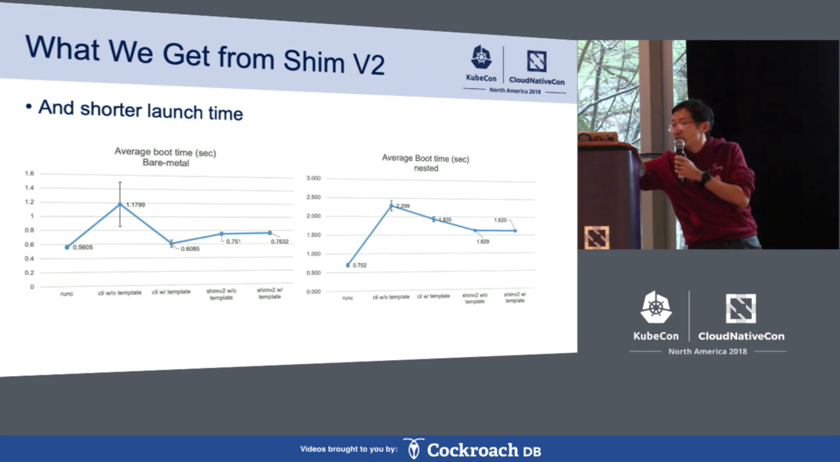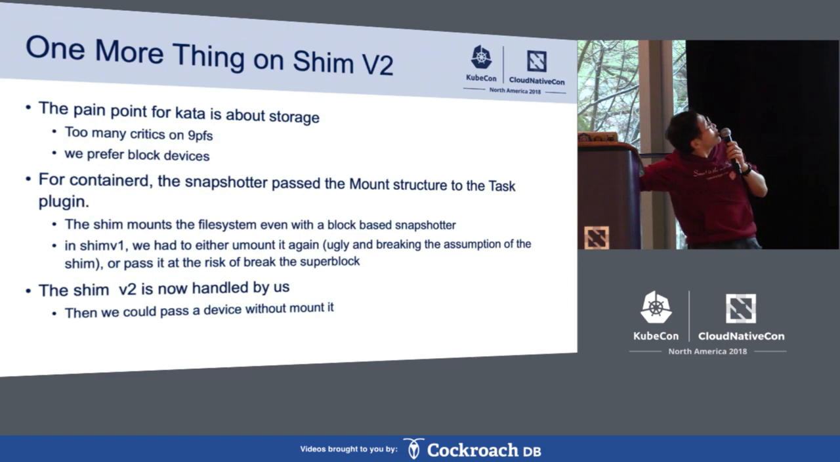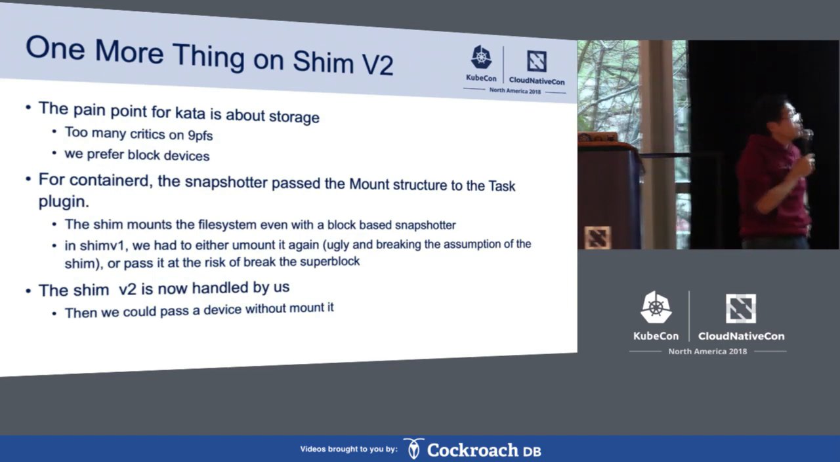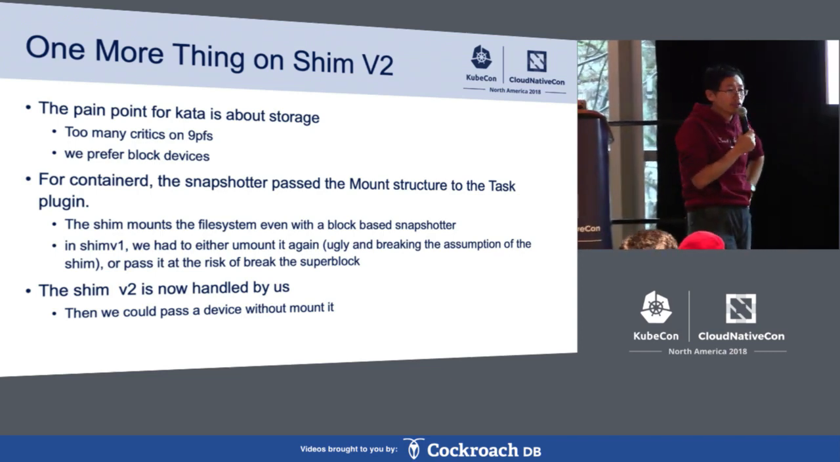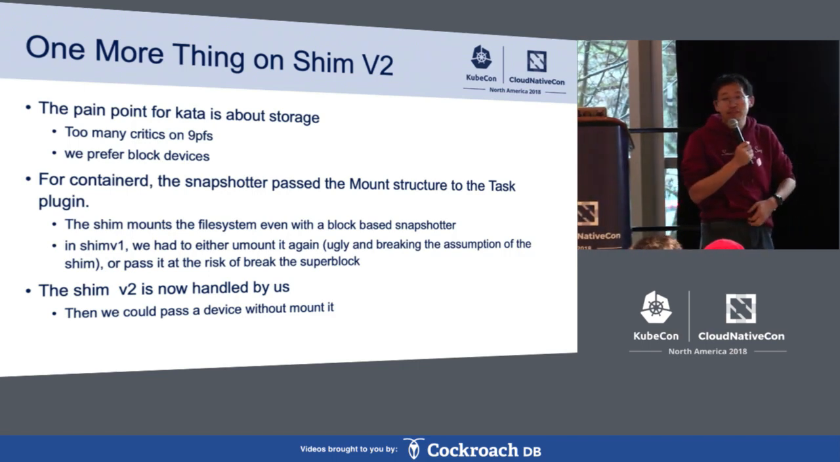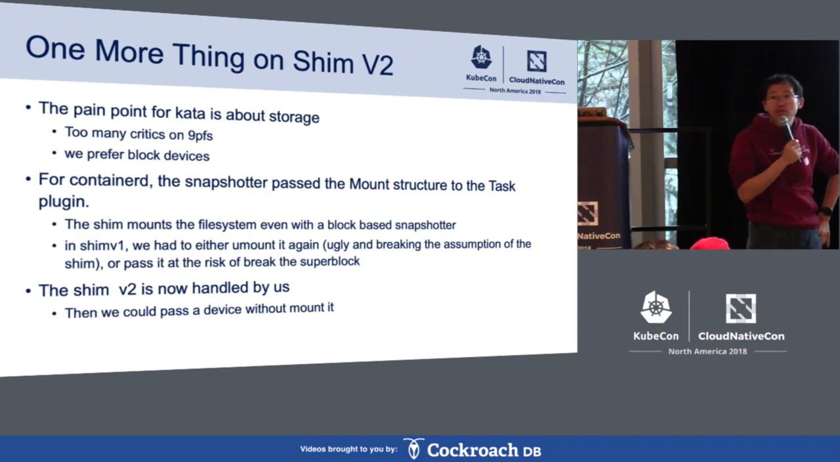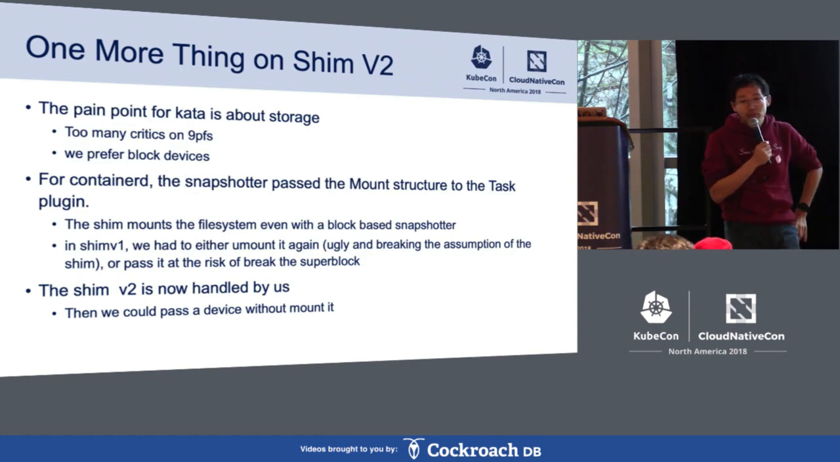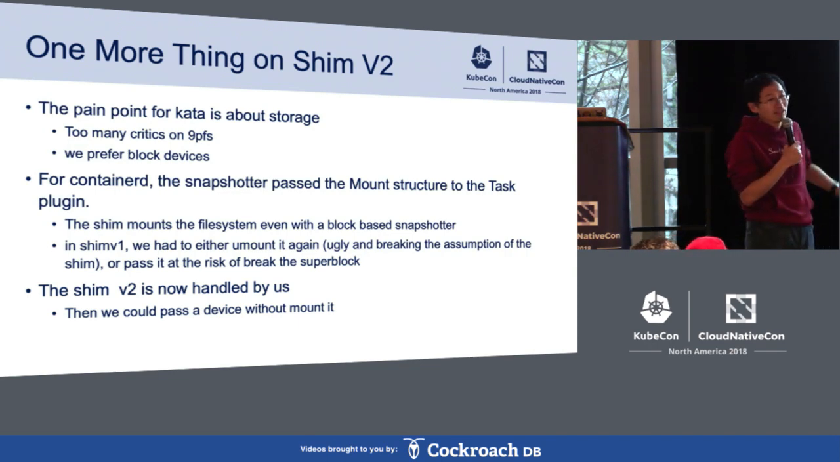And also there's one more thing about shim v2, because actually for Kata in production usage, the pain point is always the storage. If you dig into the project deeply, you will find this. And there are many critics on the 9pfs support. Everyone who wants to put it into production still asks me: what do you think about the storage part? What do you think about the 9p?